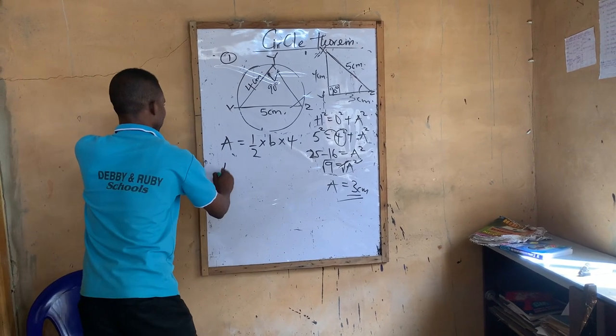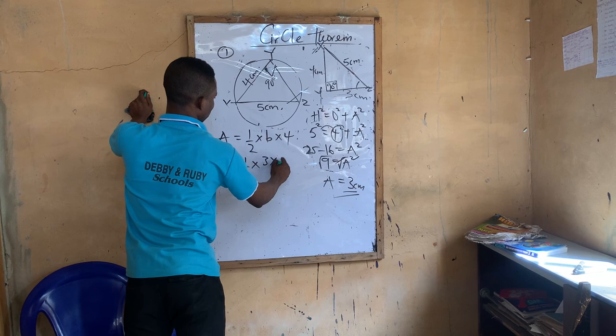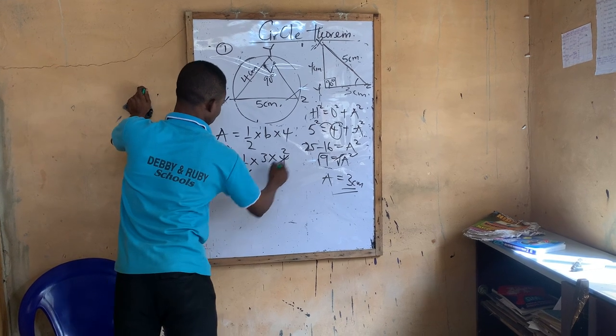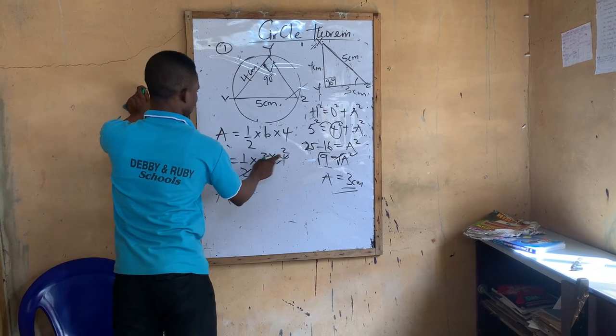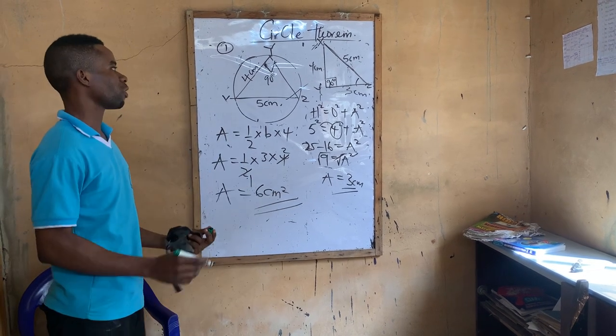So the area of that triangle will be half base times height. Half times 3 times 4. 2 goes into 2 once, and into 4 twice. So that means 3 times 2, that is 6 centimeters squared. So that is the area for that triangle.